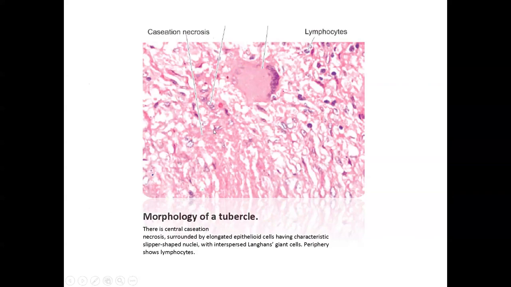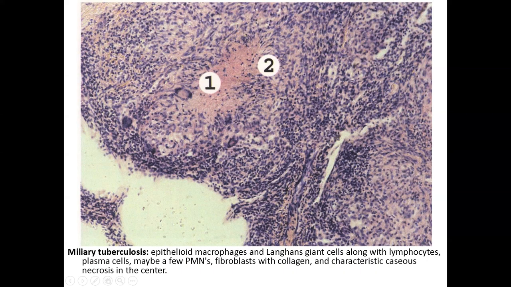So look again at the histology of tuberculosis, the tubercle. You see there is a central caseous necrosis surrounded by elongated epithelioid cells, giant Langerhans cells, look here, and at the periphery lymphocyte infiltration. Again, miliary tuberculosis. So here in the center, we see caseous necrosis, then the rim of epithelioid cells, a few giant multinucleated Langerhans cells, and also at the periphery we see the rim of lymphocytes.